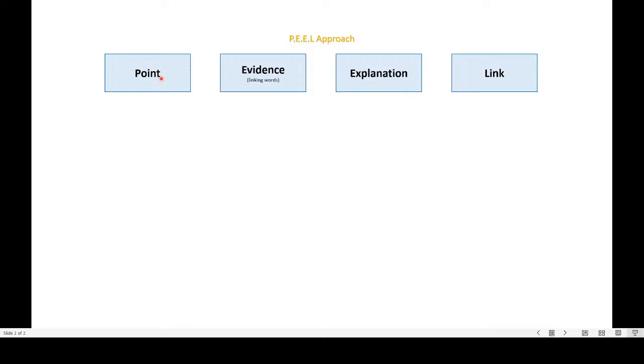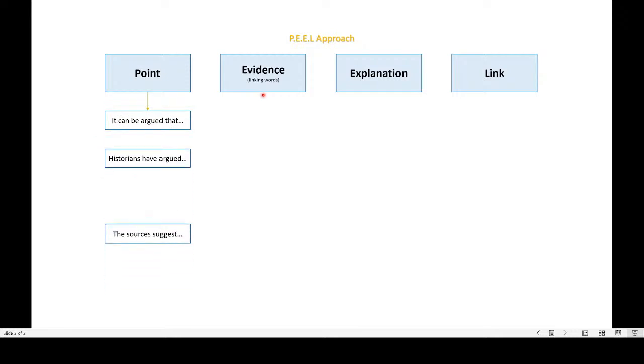In order to make your point, here are some phrases that you could use. They don't have to be used. You can follow this PEEL approach without using these phrases, but if we're only starting to tackle this approach, I'd suggest using phrases like this to help structure. Firstly, you could say: it can be argued that, historians have argued, the sources suggest, we can infer.